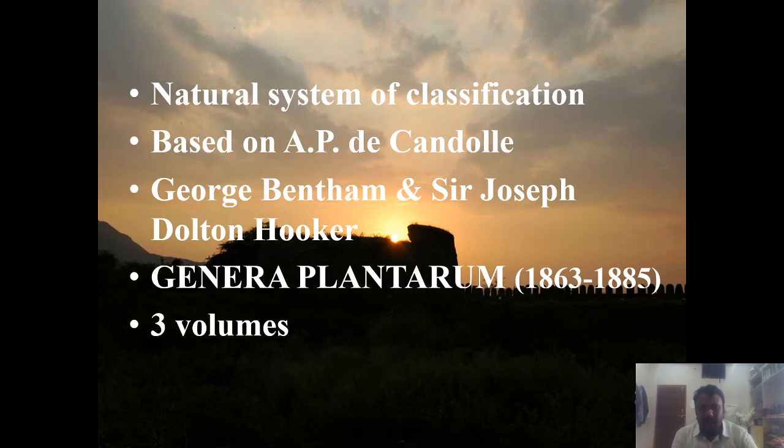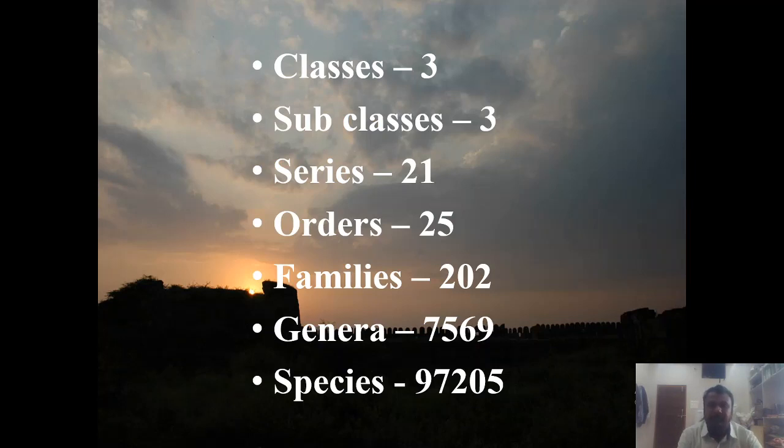George Bentham and Hooker wrote their classification in a book called Genera Plantarum, which has 3 volumes. They started writing this book in 1863 and it ended in 1885. That means almost 27 years or 30 years of work. A monumental work with 3 volumes.